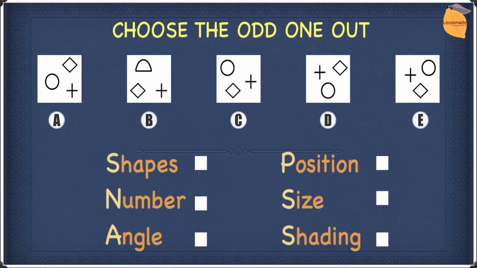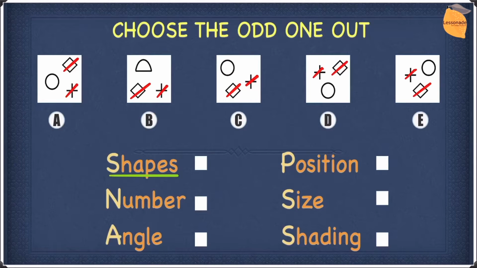For this example, using SNAPS, we're going to first compare the shapes. So in all of the options above, A, B, C, D, and E, they all contain a plus. And also, they all contain a diamond. A contains one, B, C, D, and E contain a diamond as well. So all of them contain a diamond.